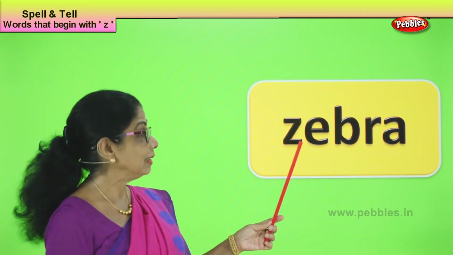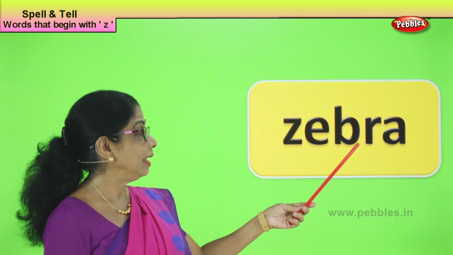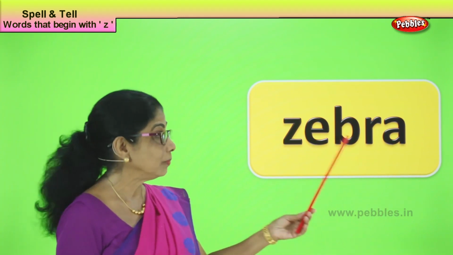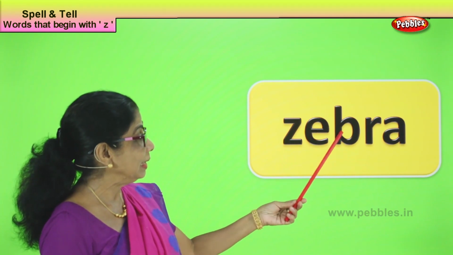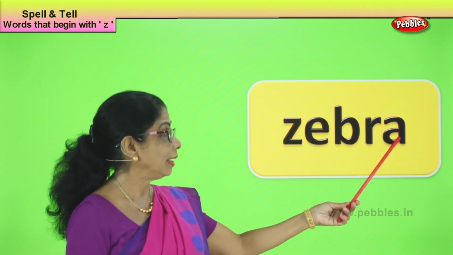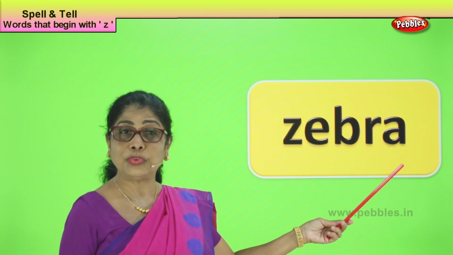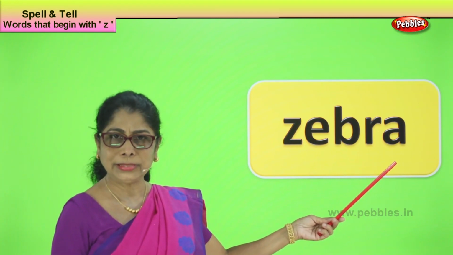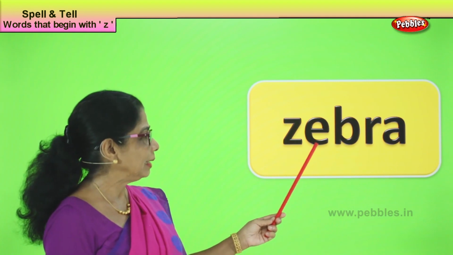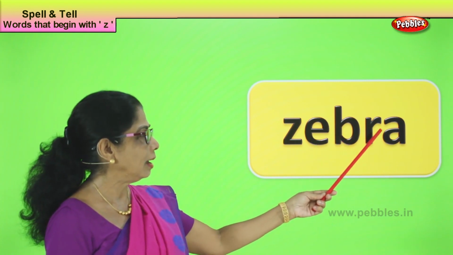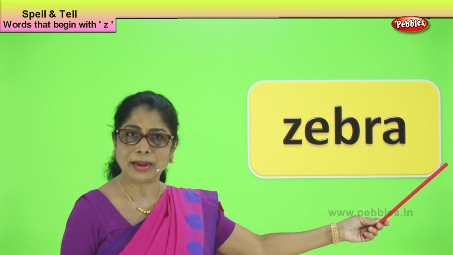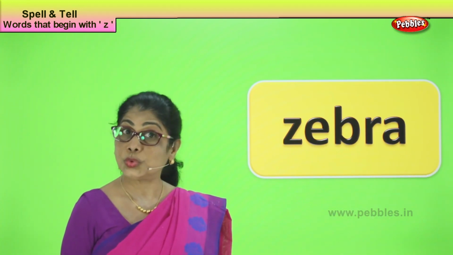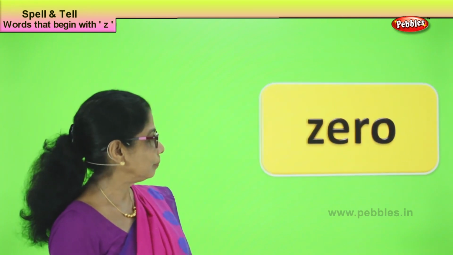Z, E, B, R, A, zebra. What word is this? Zebra. A beautiful animal with white and black stripes. Good. Let's look at the next word in Z.